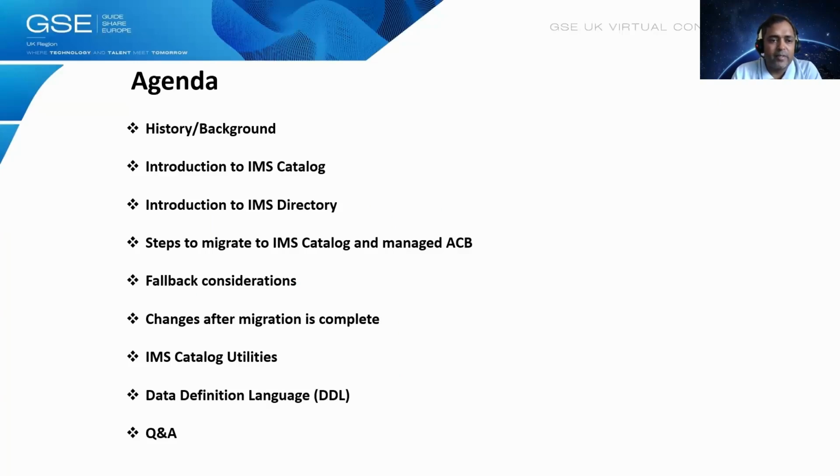The agenda here is basically that I'll quickly give some introduction and background on the IMS catalog and directory, and then Snehal will be talking about most of the first session. It's two different session presentations; the same presentation we'll use for both sessions. In the first part, I'll cover the introduction, and Snehal will talk on steps to migrate to the IMS managed ACB environment, and she'll also touch upon the fallback considerations. Then in the second part, I'll cover some concepts on directory, DDL and some of the IMS catalog utilities.